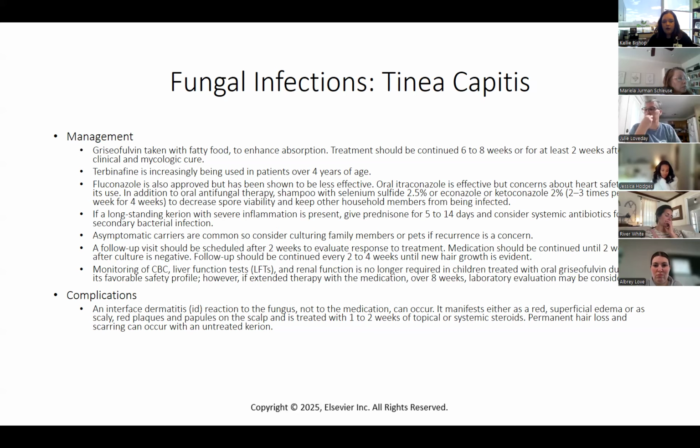Asymptomatic carriers can be common, so consider culturing family members or pets if this is a recurrent issue. Then you want to schedule follow-ups after 2 weeks to evaluate their response to treatment. Monitoring CBC, liver function tests, and renal function is no longer required with oral griseofulvin. But if they are on it longer than 8 weeks, then I would check those. It can be really hard on the liver. It used to be recommended that we check labs before and periodically during treatment, and that's no longer recommended. But if they're going to be on it longer than 8 weeks, then I personally would check labs.